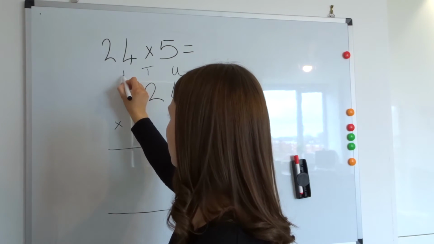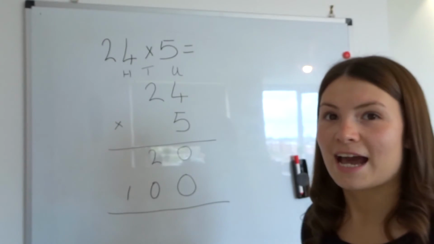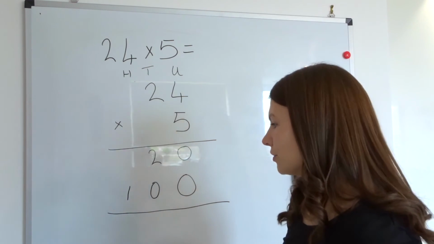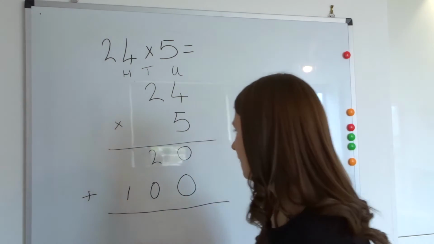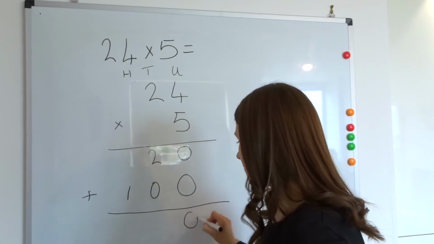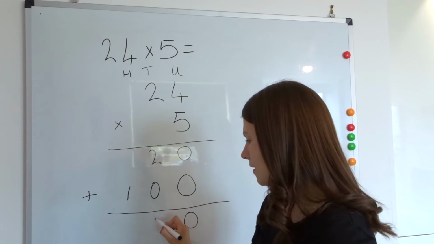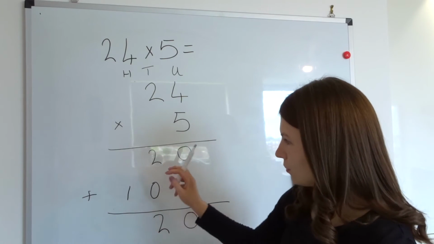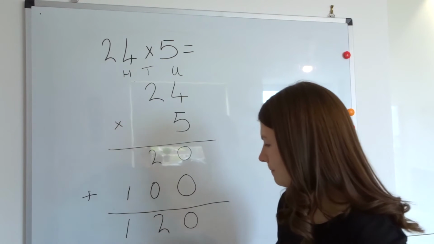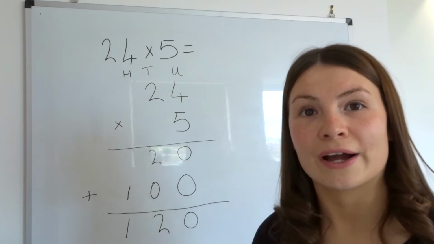Now we need to add a hundreds column on, don't we? So we've got 100. So the next step, we need to add these two numbers here together. So 20, add 100. I'm going to put my little add sign over there. Start with my units column. 0, add 0 is 0, well done. 2, add 0 is 2, or 20, add 0 is 20. 0, add 100 is 120.